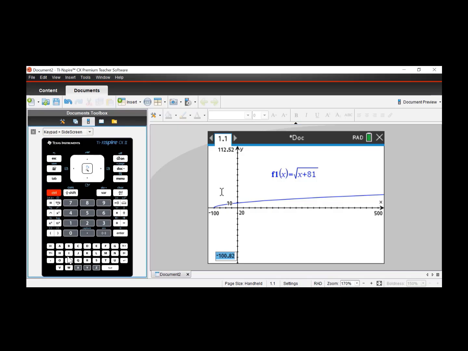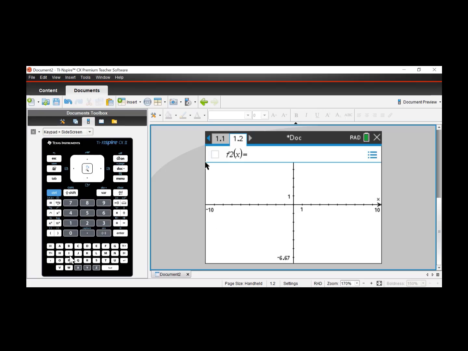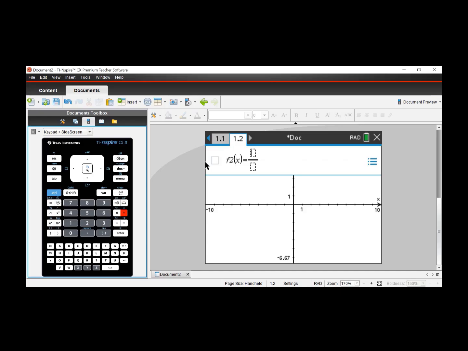All right, I'm going to add another page. Control Doc to add a page, and I'm going to add the graph. This time I'm going to put in my second function. I'm going to use my fraction template. I want you in the habit of using that. I cannot stress enough the importance of using that fraction template. Honestly, before the calculators came out with that, it was unreal. When the calculators first came out with this fraction template, I would say about 85% of my pre-calculus mistakes that I got from students disappeared because they were calculator mistakes with fractions and parentheses. Please use the fraction template this year.